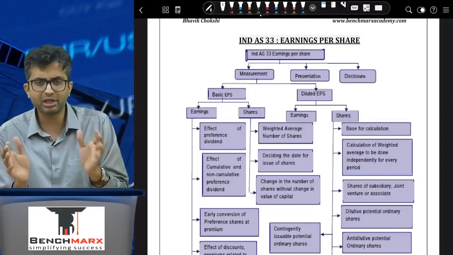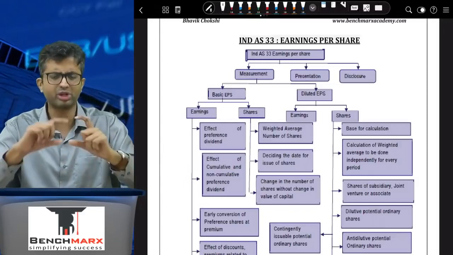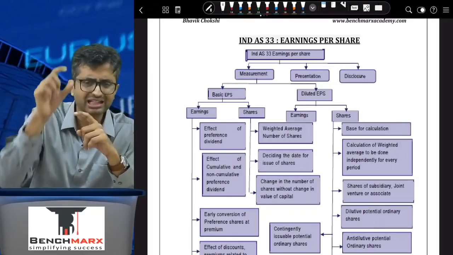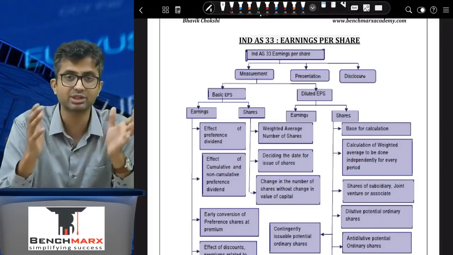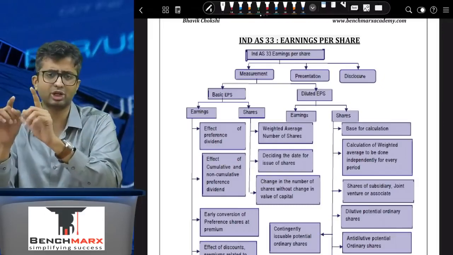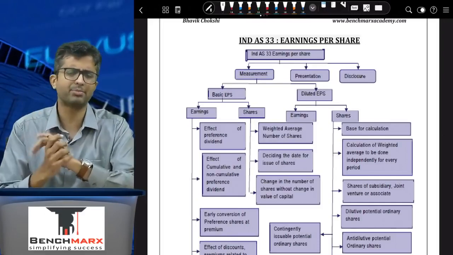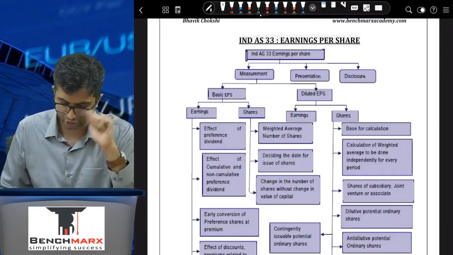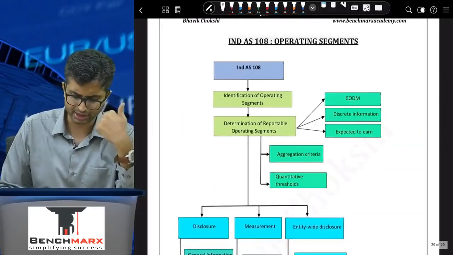If there are multiple potential equity shares, you will try to find the incremental EPS, rank these multiple potential equity shares in the ascending order, and then do step-by-step working in order to calculate the EPS. So that largely takes care of the standard on EPS, though there are a lot of complexities involved over here.